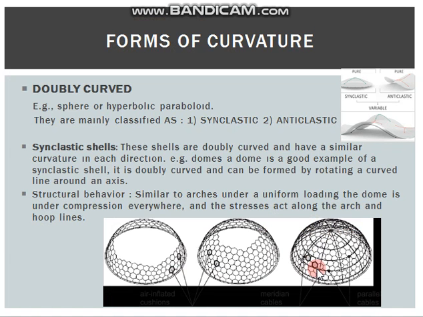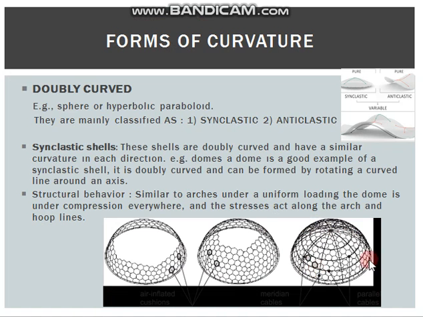Example: double curved shells. They are mainly classified as synclastic and anticlastic. Synclastic shells are doubly curved and have a similar curvature in each direction. A dome is a good example of the synclastic shell. It's doubly curved and can be formed by rotating a curved line around an axis.